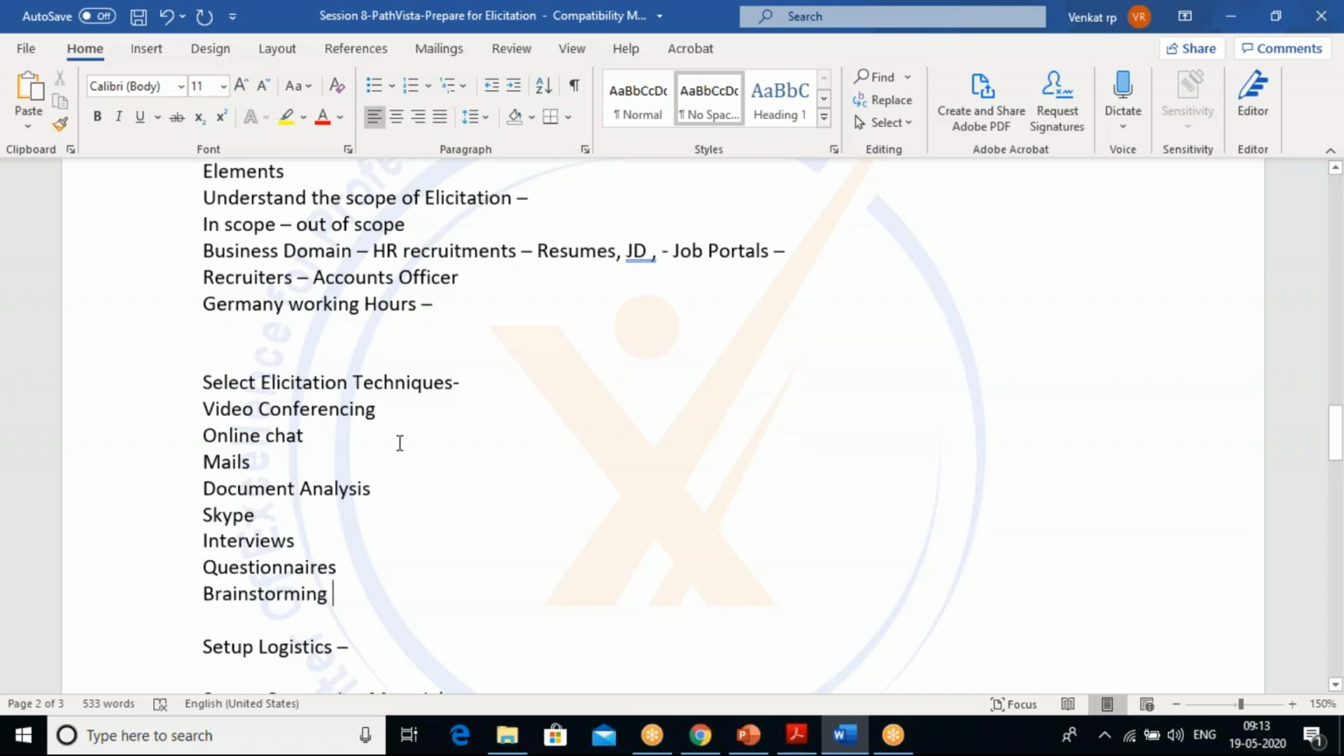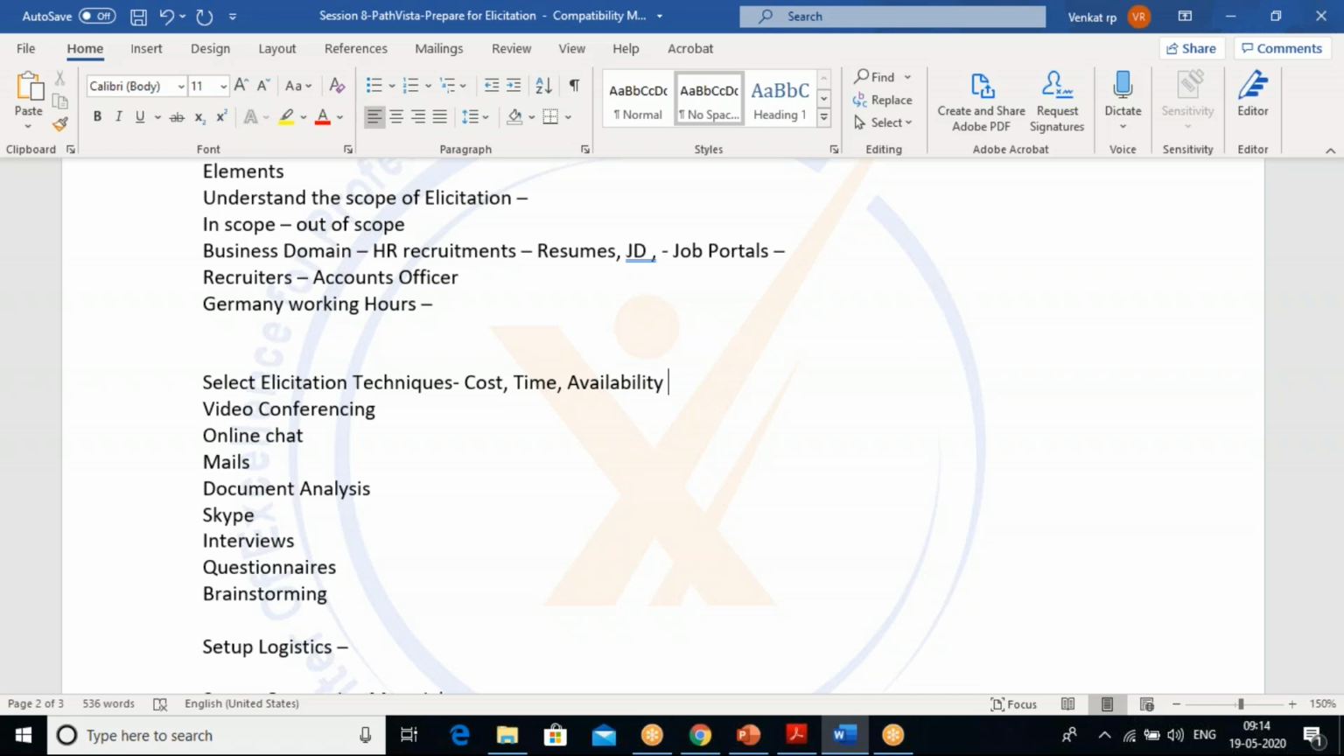Now here, you have to select the elicitation techniques. There are some parameters which you have to understand. Number one is cost. Number two is time. Cost and time constraints, you have to consider before you go about it. And not only that, the availability of the stakeholders.